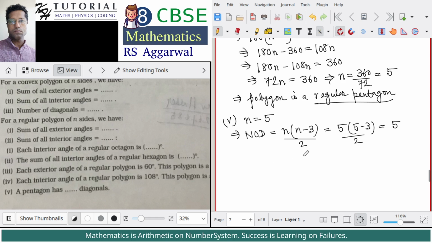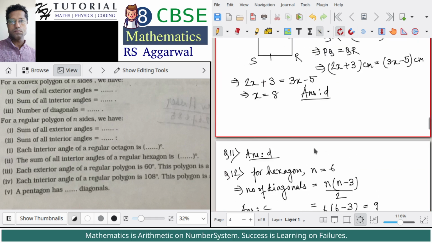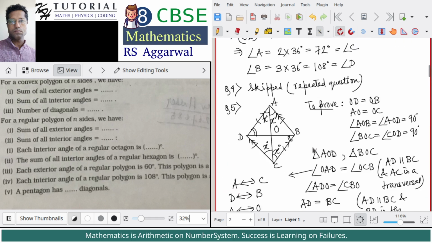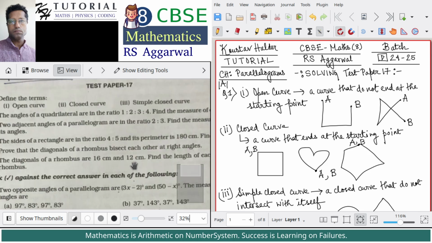So this brings to an end the solving of the problems of test paper 17, even though I skipped a lot of problems because I have already solved those problems from the previous exercise 16A and 16B from the textbook of author RS Aggarwal. I hope this video will help you in understanding how to apply the concepts of parallelograms to solve these kind of problems.